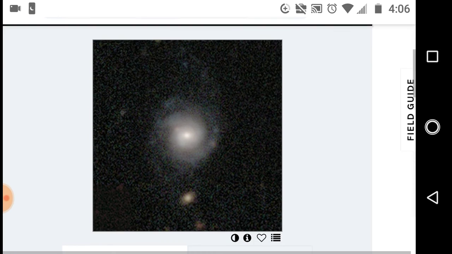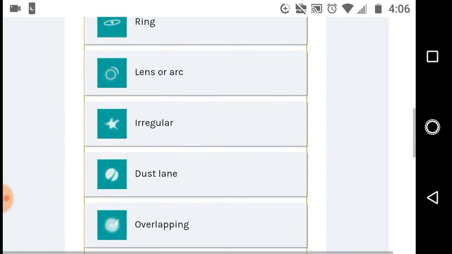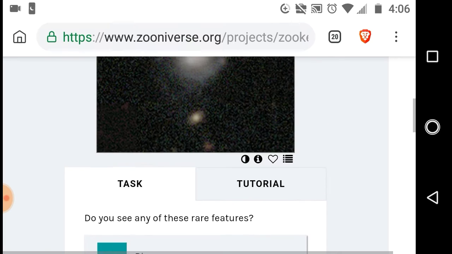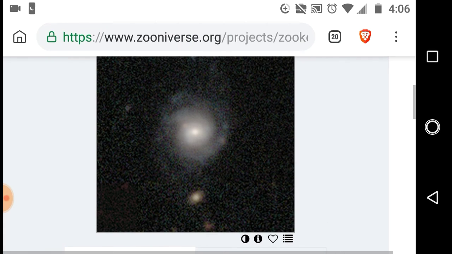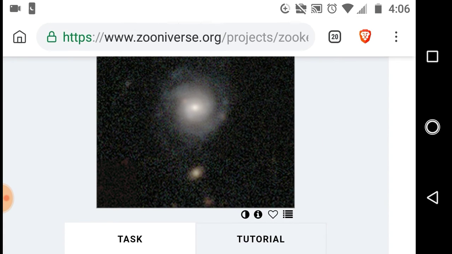And as far as features, well, there's a lot of features. First of all, there's overlap. We got dust lanes. We got some irregular shape. I don't know about a lens or an arc. And not really a ring.